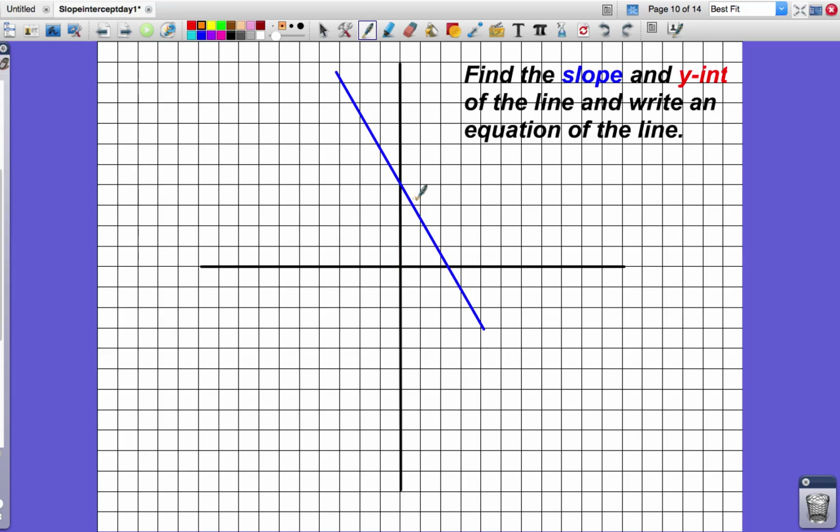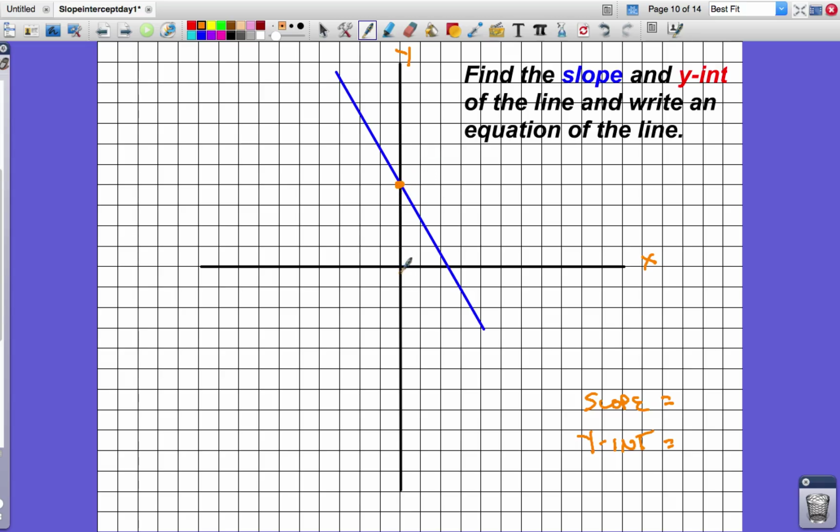So first thing I want to do is look at what the y-intercept is. Again, the y-intercept is the point where the line crosses the y-axis. So here's my y-axis, here's my x-axis. I want to see, where does this line cross the y-axis? Well, this line crosses the y-axis right here. What is this point? What is my y-intercept?